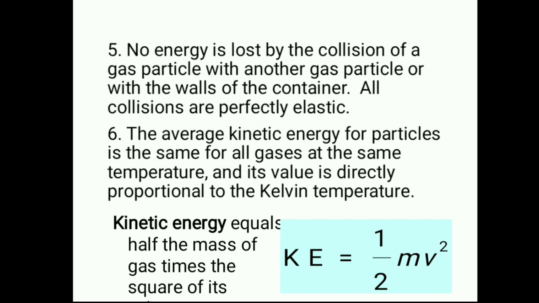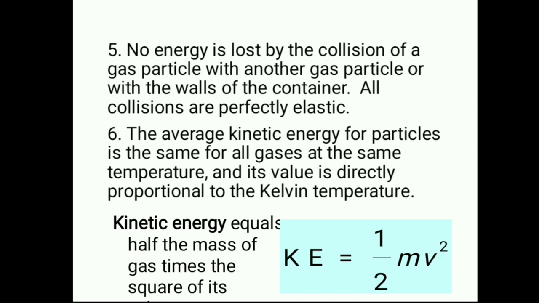In physics, you discussed the three types of collision. We have perfectly elastic, inelastic, and superelastic. So the type of collision between particles is perfectly elastic. This is a result of complete transfer of kinetic energy from one moving particle to the other particle. And the last one, the average kinetic energy of particles is the same for all gases at the same temperature, and its value is directly proportional to the Kelvin temperature.